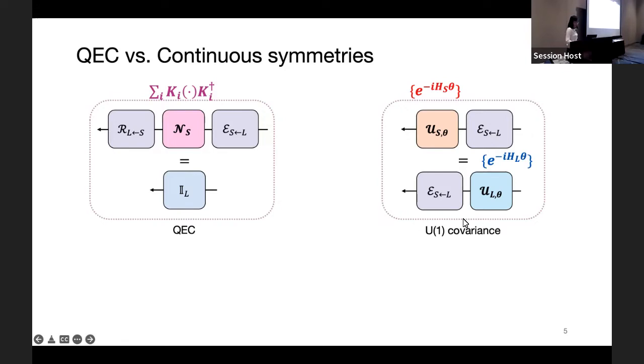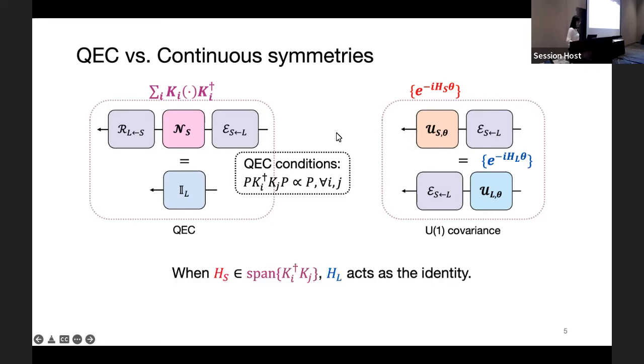And I can say the code is covariant or U1 covariant as long as this representation of U1 gate here, in the physical space, the generator of the representation is HS, and in the logical space, the generator of the U1 representation is HL. So if such type of U1 symmetry exists on the code, I say the code is covariant. And moreover, we know that the code is exactly error correcting as long as these Ki dagger Kj terms act trivially in the code subspace.